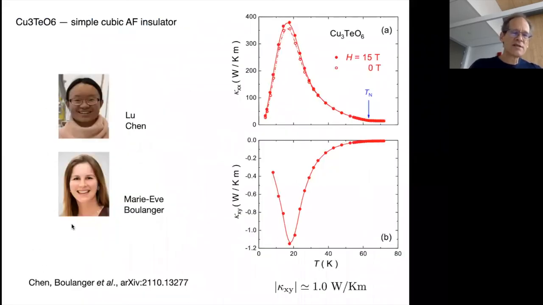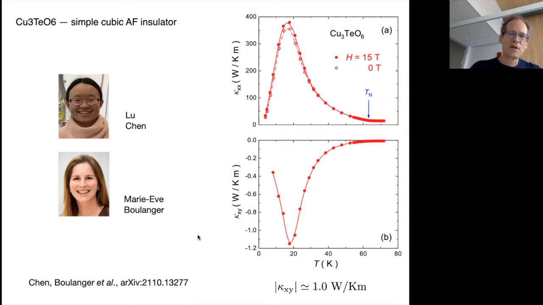In a more recent study, which I like a lot, my postdoc Lu Chen, working with Marie-Ève, we went to a completely different material, copper telluride. This is a cubic oxide insulator. It's an antiferromagnet. But what we found is, again, a very large thermal Hall effect, also negative in this case. And so more and more materials are now showing this Hall effect. And so it's really a question of, well, what's going on?